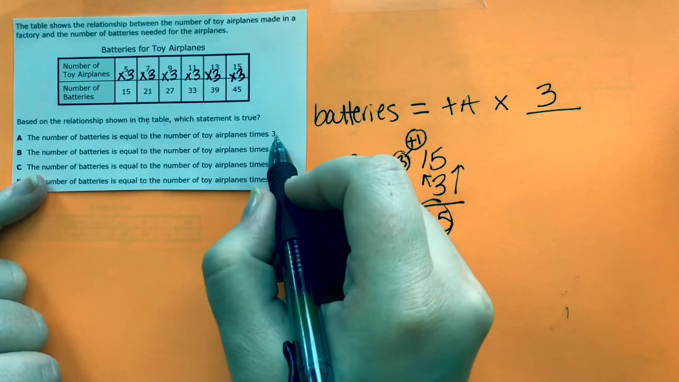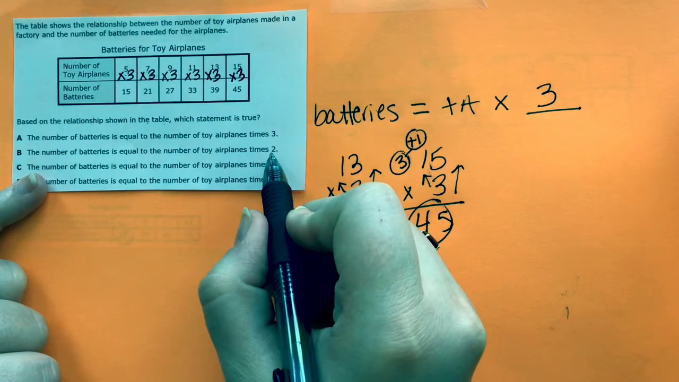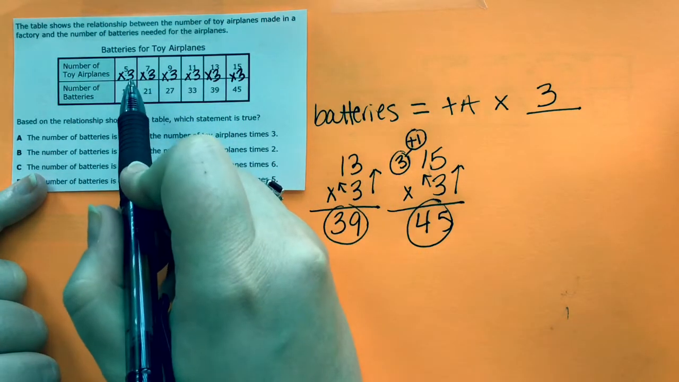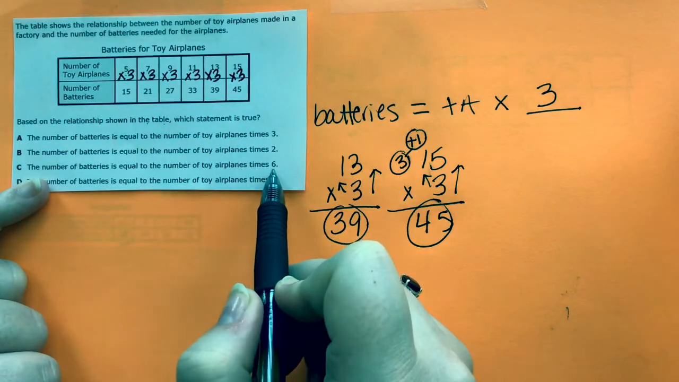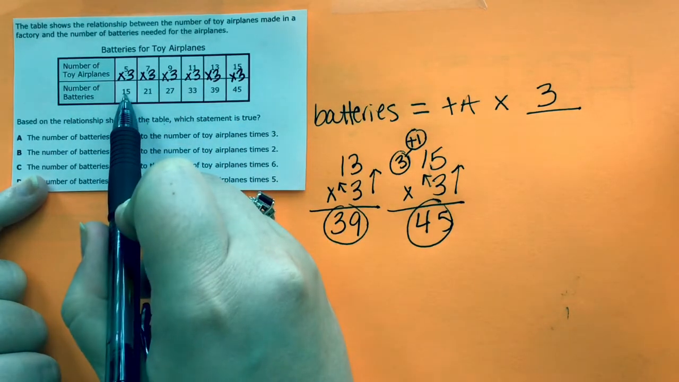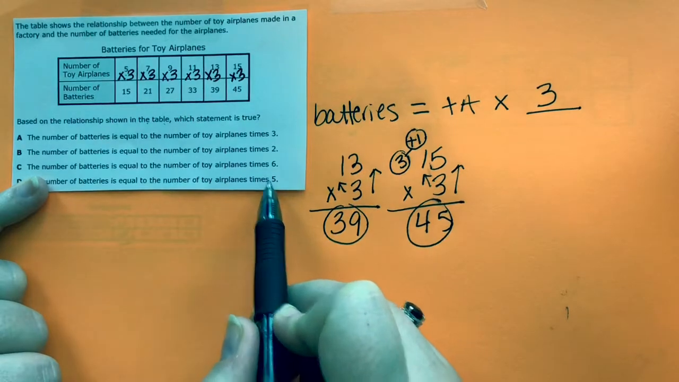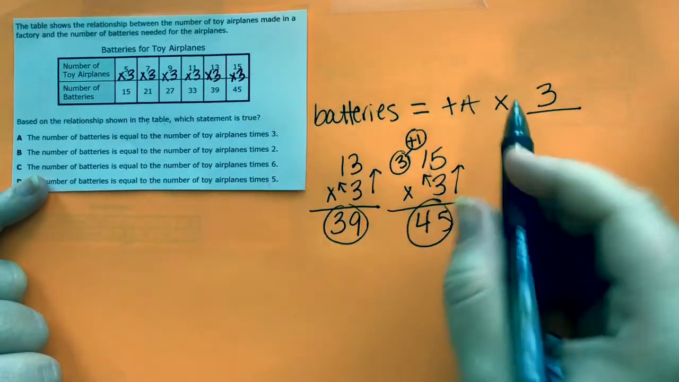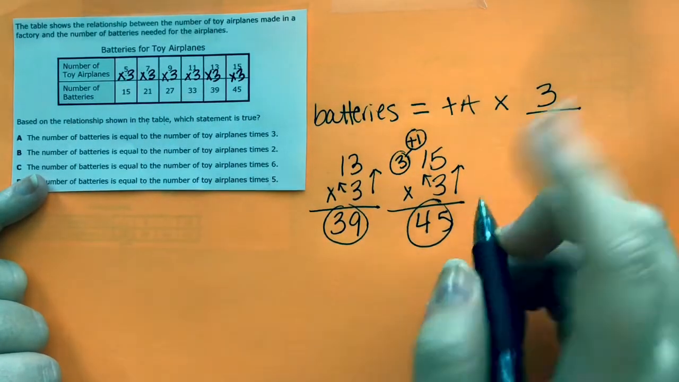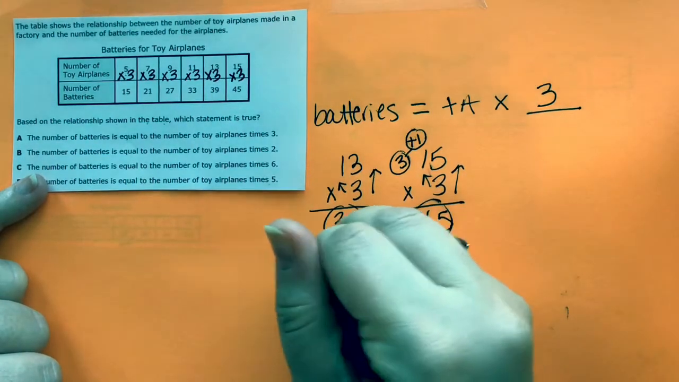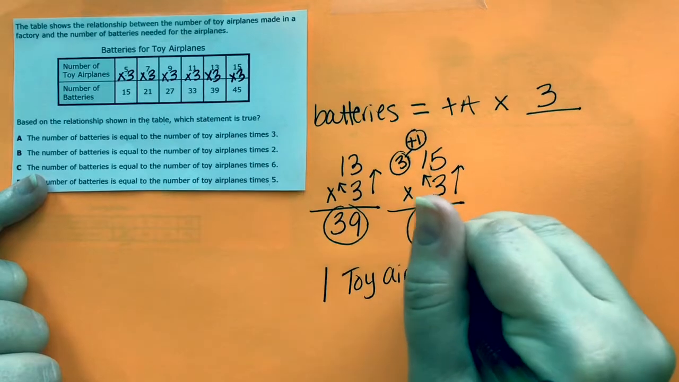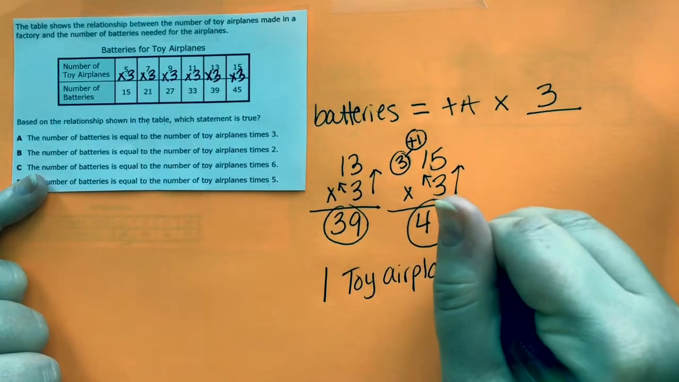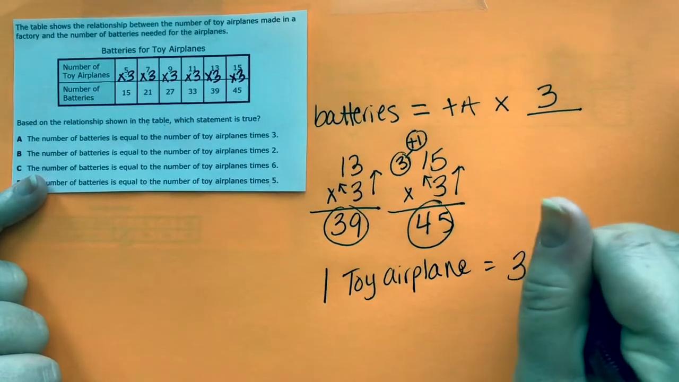So what would I be multiplying my toy airplanes by to get my batteries? Times 3 right here. Well, I know I'm not multiplying by 2s because 5 times 2 does not equal 15. I'm not multiplying by 6. 5 times 6 doesn't equal 15. And 5 times 5 doesn't. So that means that every toy airplane needs 3 batteries. So for one toy airplane, I need 3 batteries.